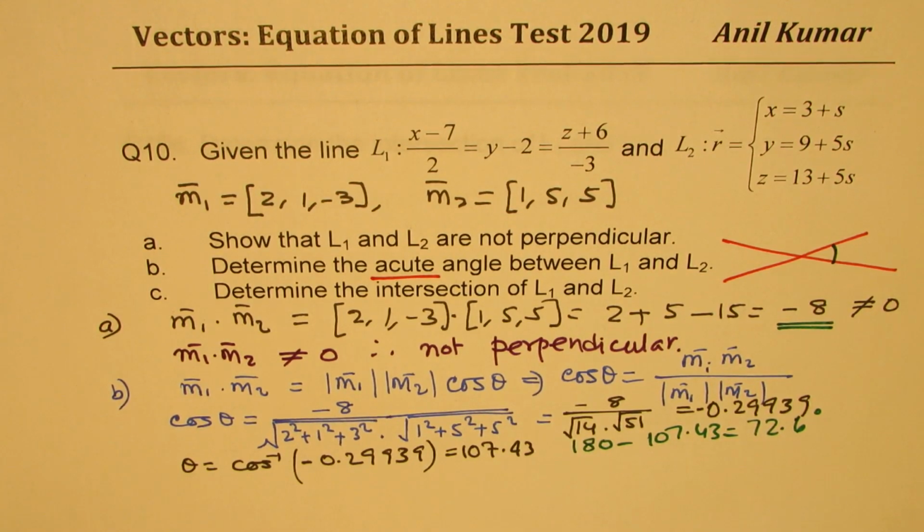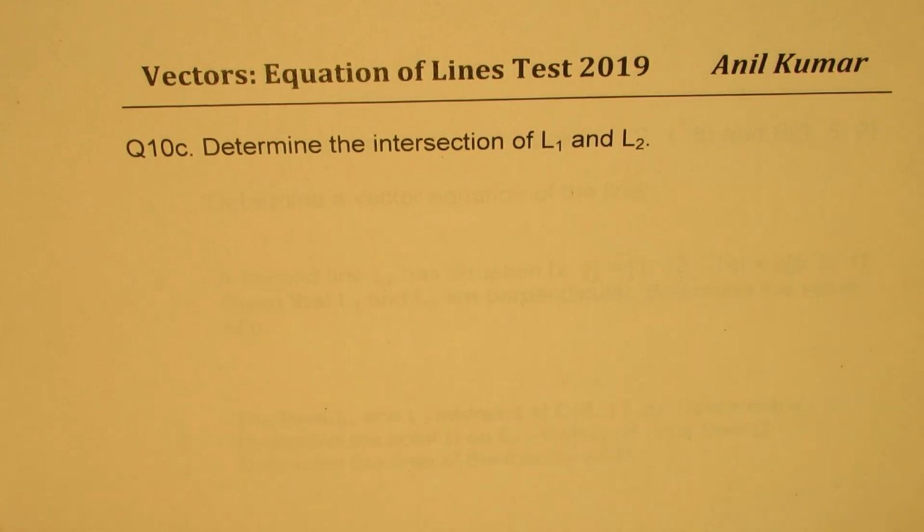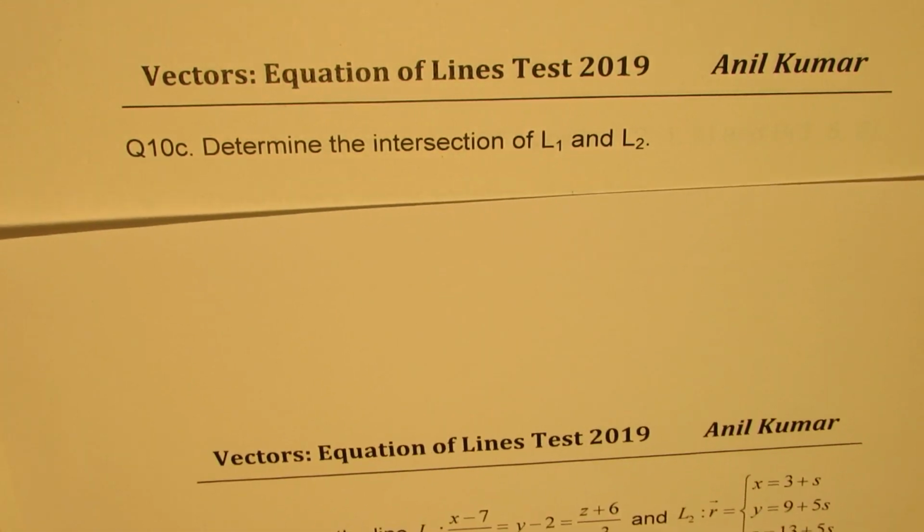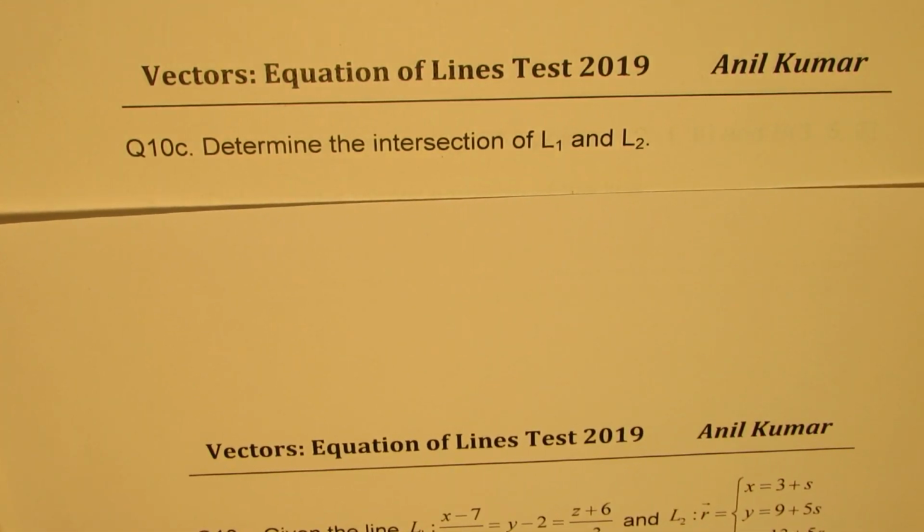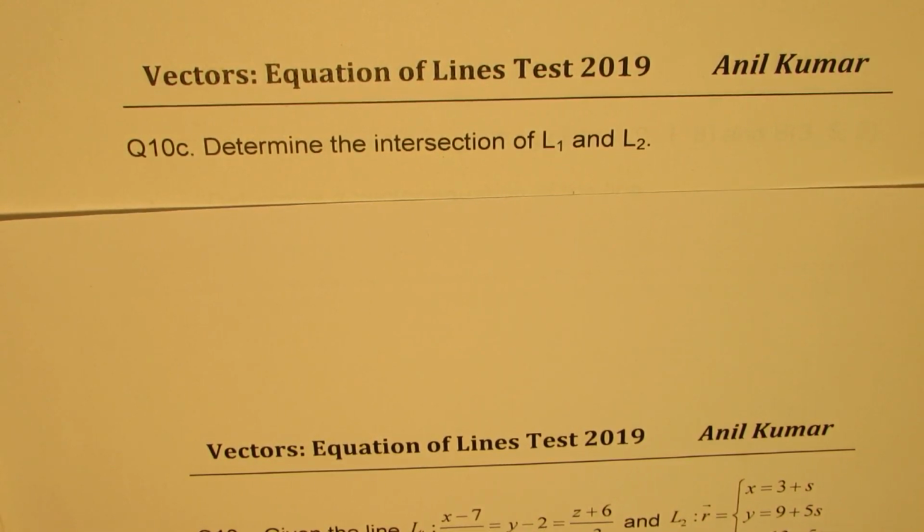Now the other part, part C, we'll do on the next page. Now we need to find the intersection of these two lines. So let's get back to our question. The equation was given in this form, so we need to find the intersection of these lines.